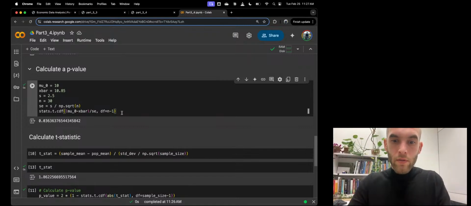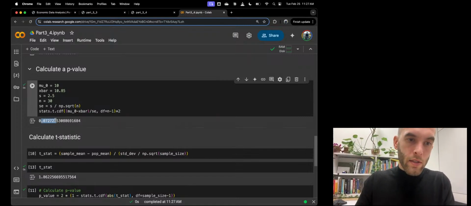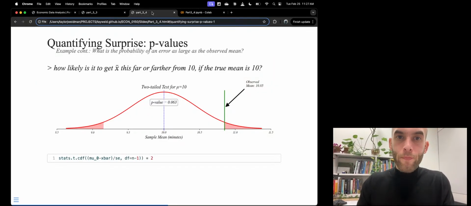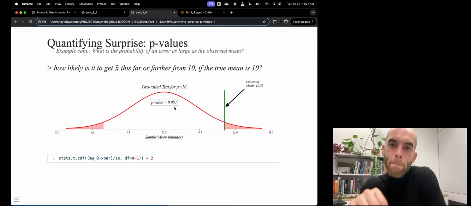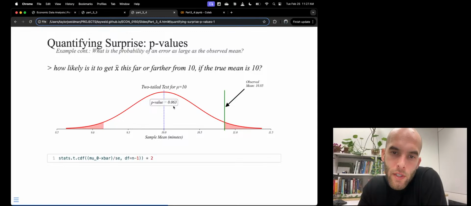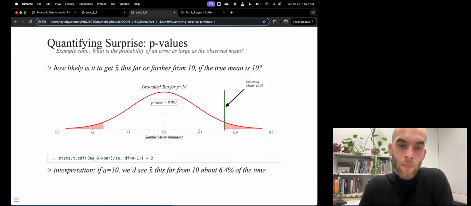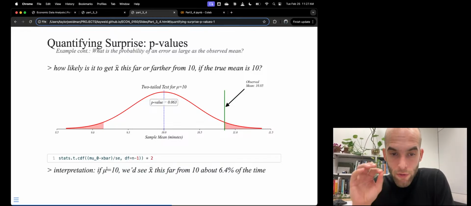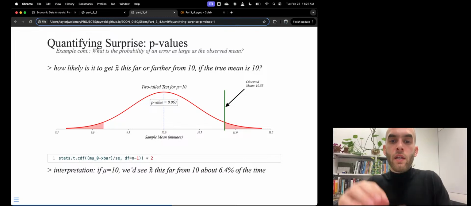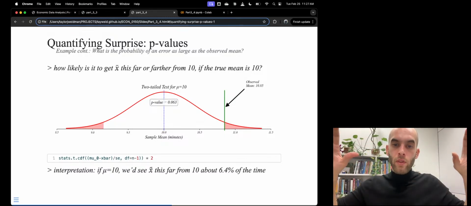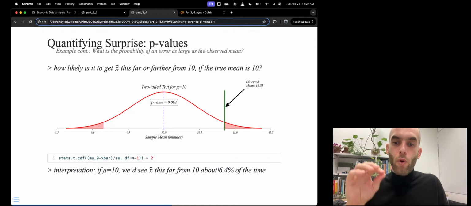Now we have 2 tails, so we have to multiply this by 2. So we get 0.072 or 73, which is slightly different than this number, which is fine. So this is a little too low. Our true p-value for 10 is actually just roughly 7%. So the interpretation here is, if the truth were actually 10, we would see x bar or something more extreme than x bar 7.3% of the time.